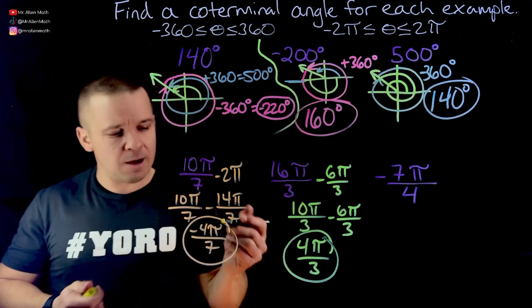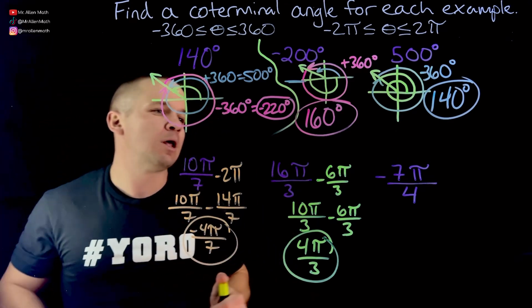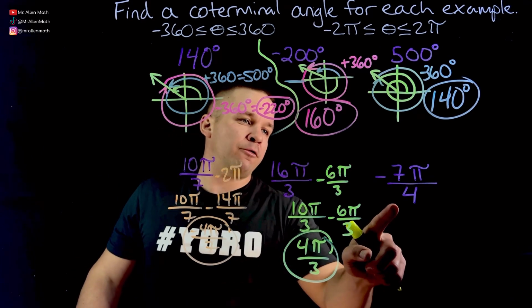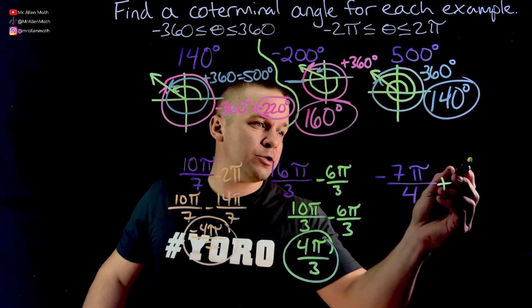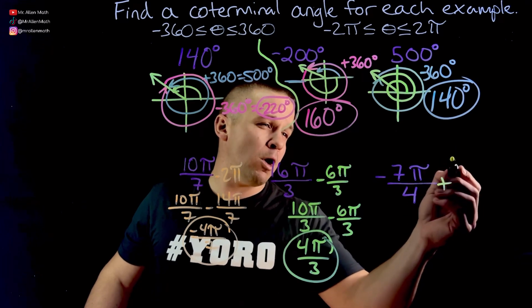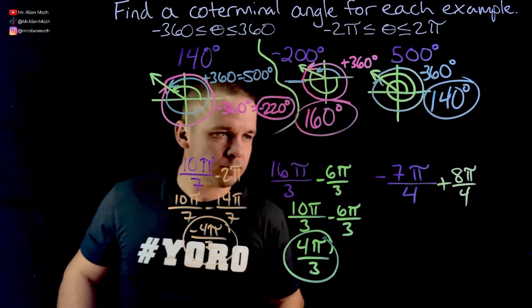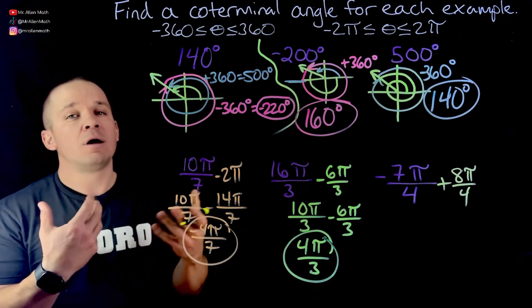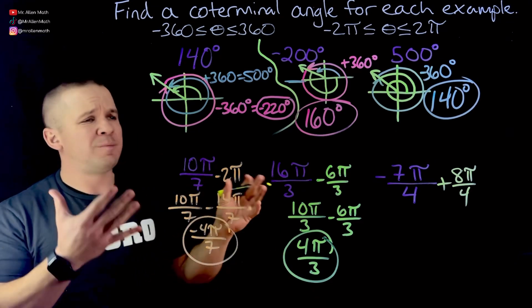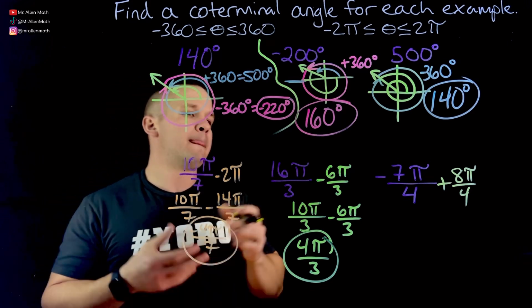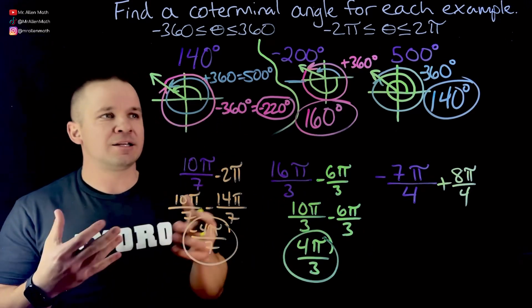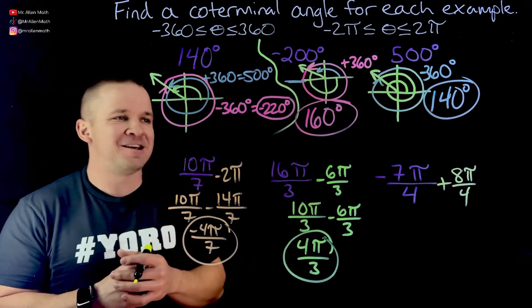All right, let's go with the yellowish here, which kind of looks like green. Negative 7 pi over 4. I'm going to add, in this case, 2 pi, which is the same as what over 4? That'd be 8 pi over 4, since 8 divided by 4 is 2. Again, we're just getting common denominators. The pi is just kind of there. Same rules apply as adding and subtracting fractions, which you've probably forgotten at this point.